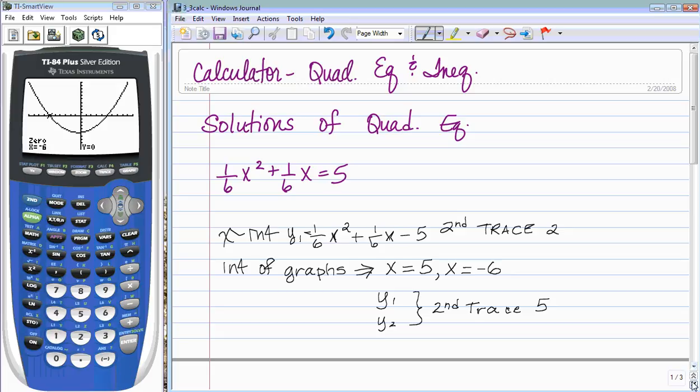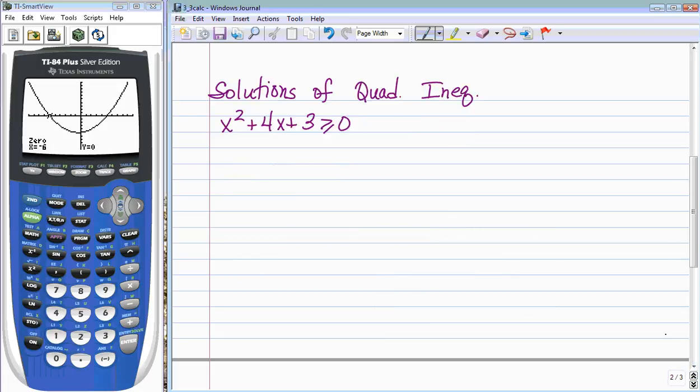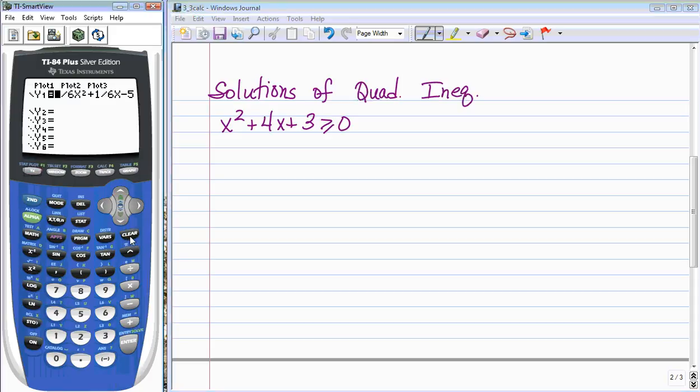So now let's look at how we would solve the quadratic inequalities. Kind of a similar way. I mean, we have a lot of ways to do this. We can first enter the function, right? We can enter x squared plus 4x plus 3 and graph.